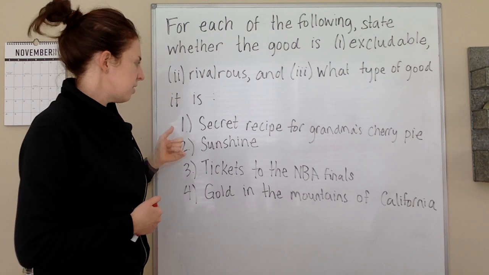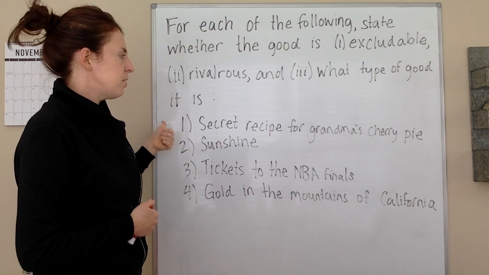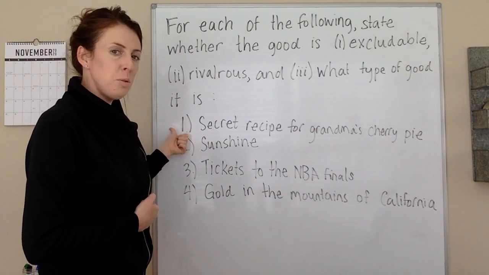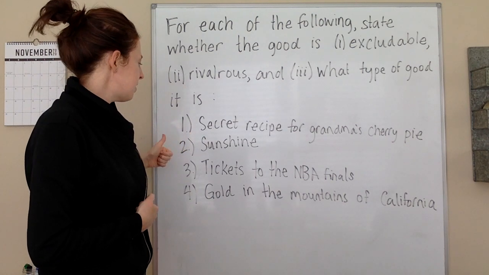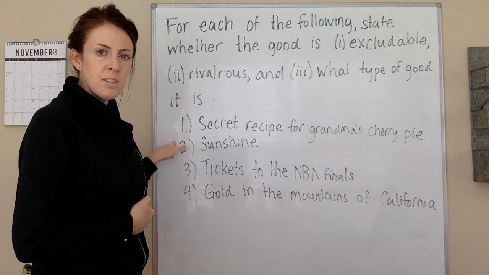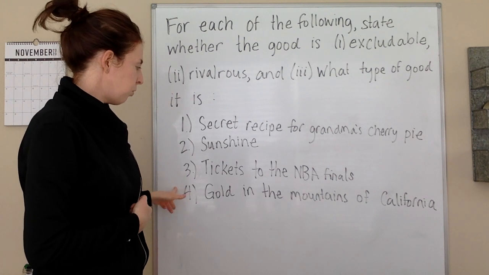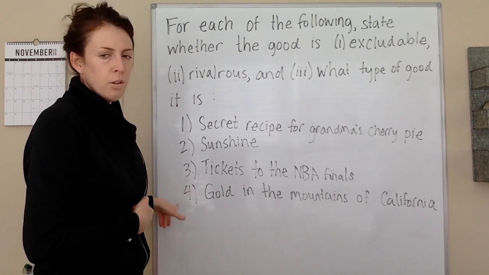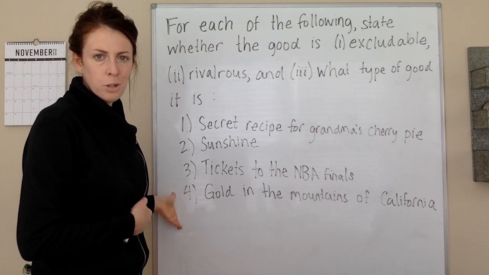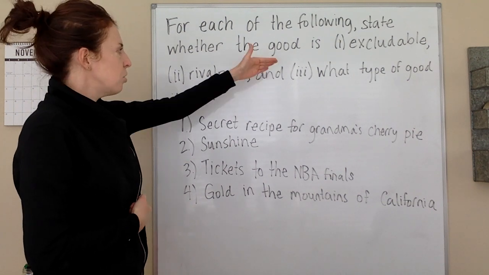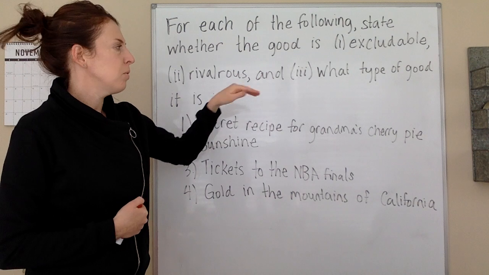So the goods I'd like you to consider are, first of all, the secret recipe for your grandma's cherry pie. Is that excludable? Is it rivalrous? And what kind of good is it? Number 2, sunshine. Number 3, tickets to the NBA Finals. And number 4, gold in the mountains of California. So this is what prompted the California Gold Rush. Was that gold in the mountains excludable, rivalrous, and what type of good was it?